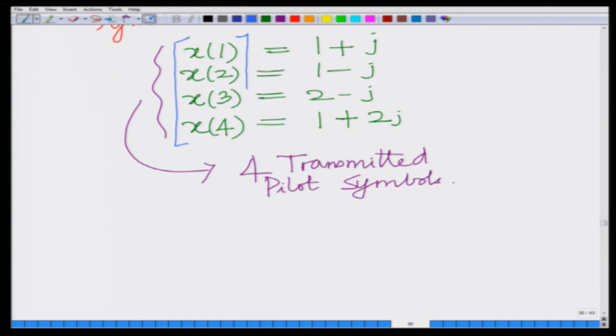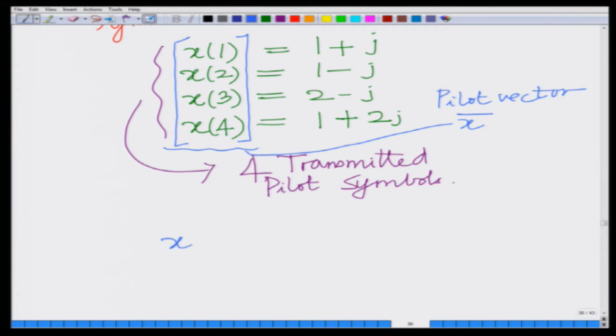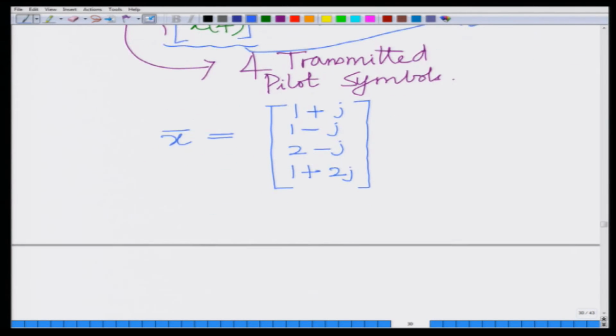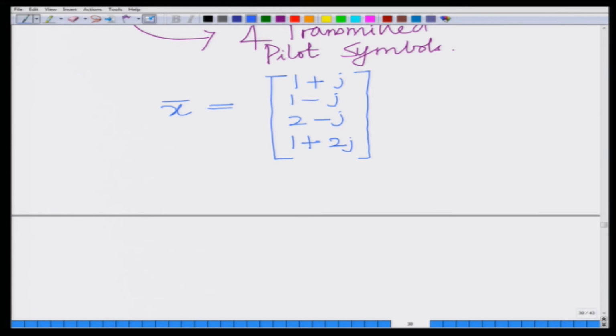So, we have 4 transmitted pilot symbols, and what we did is we stacked these 4 pilot symbols as a pilot vector, that is x bar, if you remember, your pilot vector. The pilot vector x bar is now given as 1 plus j, 1 minus j, 2 minus j, 1 plus 2j. These are the transmitted pilot symbols. This is basically your pilot vector.